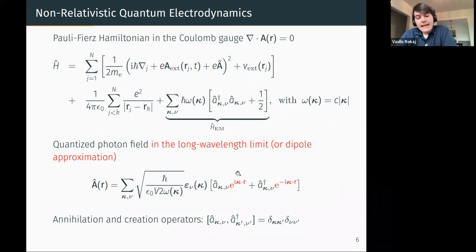And typically in this setting of cavity QED, we work in what is called the long wavelength limit, or the dipole approximation, in which the spatial variation of the electromagnetic field is not taken into account. What is assumed here is that the wavelength of the field is much larger than the size of the matter system. So you can essentially drop these plane waves. You can take them to be approximately equal to 1.